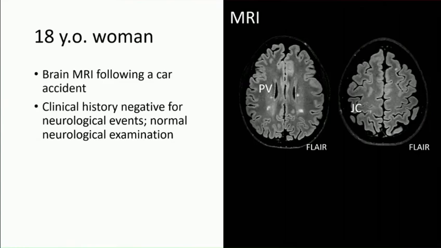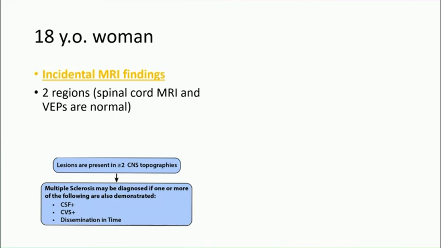This is an 18-year-old lady who was advised actually to have brain MRI after a car accident, even though she had no actual head trauma. Clinical history was negative for any neurological events, and examination was normal, but brain MRI found some periventricular and some juxtacortical lesions. So here we are in a different part of the flow chart.